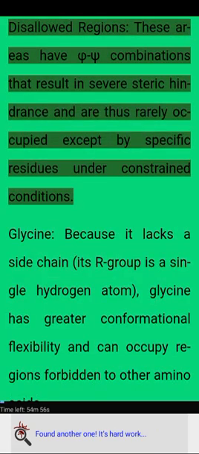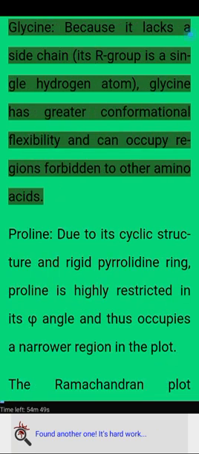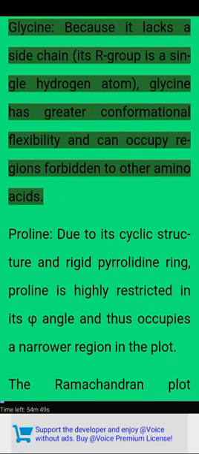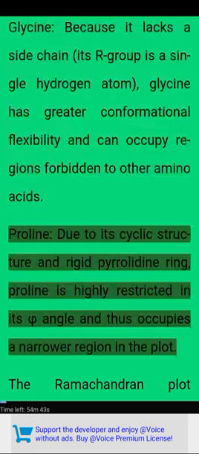Disallowed regions. These areas have phi-psi combinations that result in severe steric hindrance and are thus rarely occupied except by specific residues under constrained conditions. Glycine. Because it lacks a side chain, its R group is a single hydrogen atom. Glycine has greater conformational flexibility and can occupy regions forbidden to other amino acids.